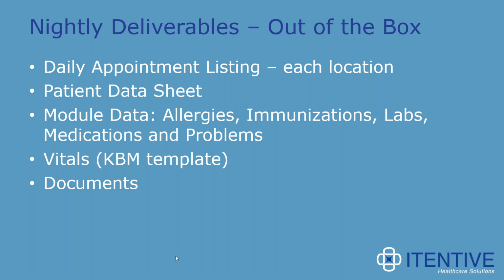In the PDF file for each patient, each of their charts, you're going to get a patient data sheet, which is your basic demographic information, guarantor, insurances, great things like that. We're going to pull the module data from NextGen: allergies, labs, orders, immunizations, the items you see here. Those are going to come out in nice, easy to read grids that are sorted by date.